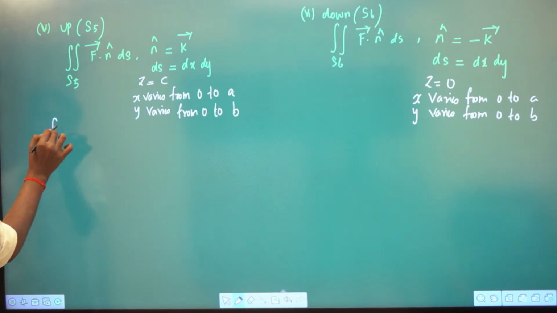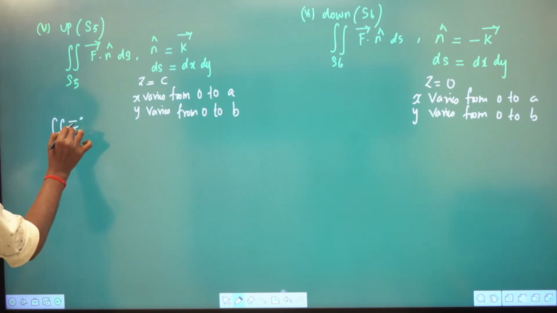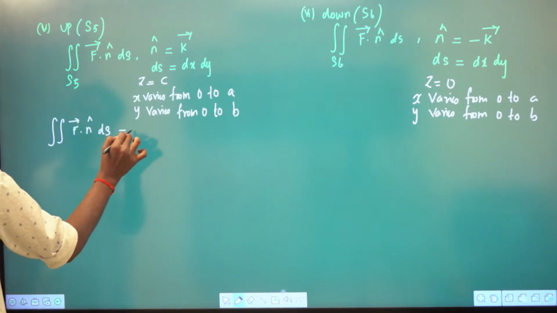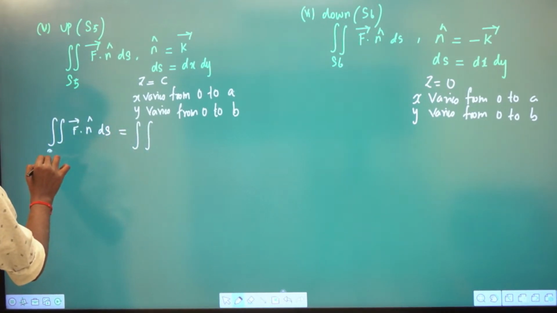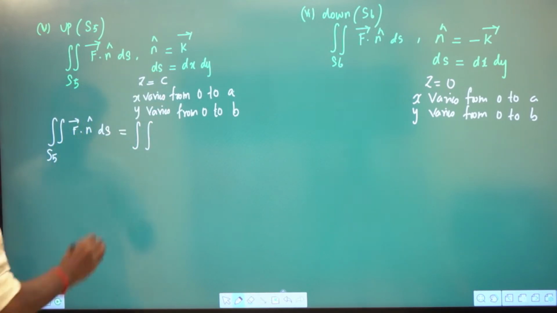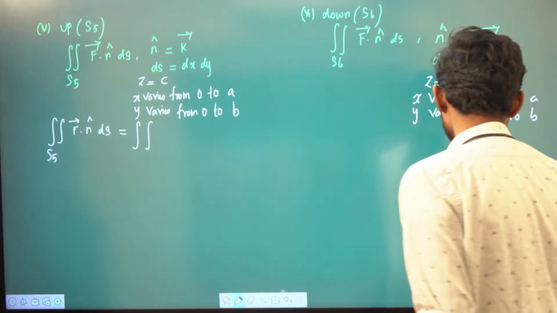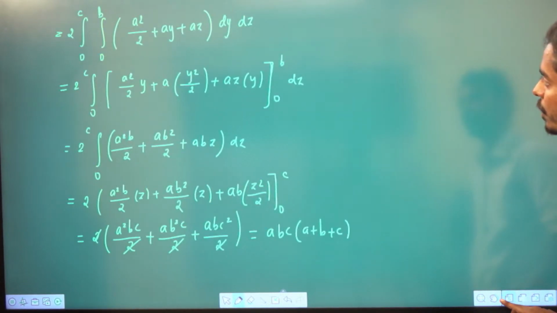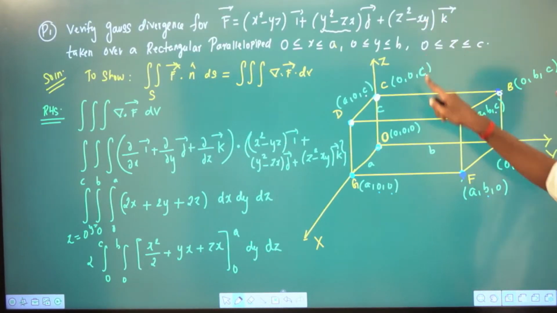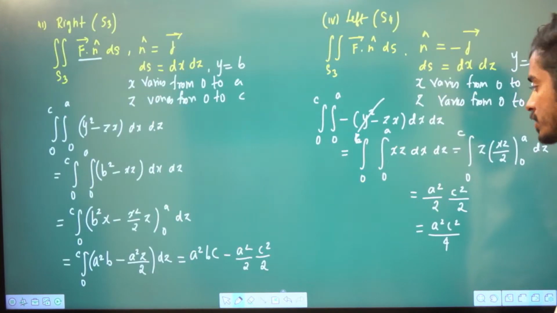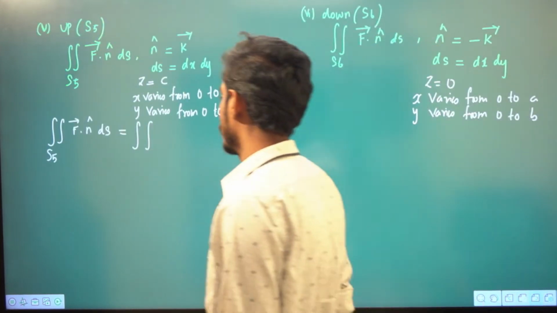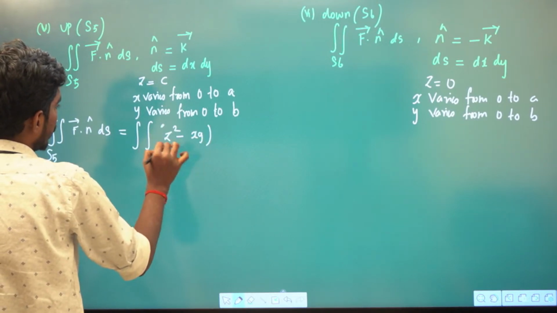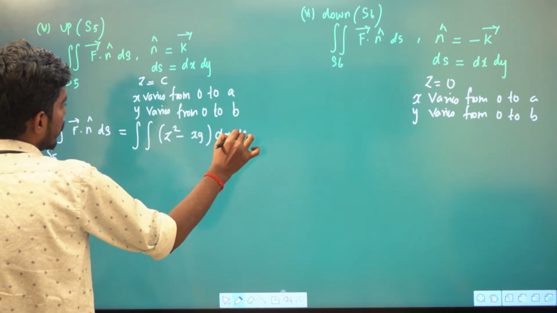So therefore F vector dot n cap ds will be double integral over S5. Now n cap is k vector. If you make a dot product of F with k, the dot product with k gives z square minus xy. This will be z square minus xy, and ds is dx dy.